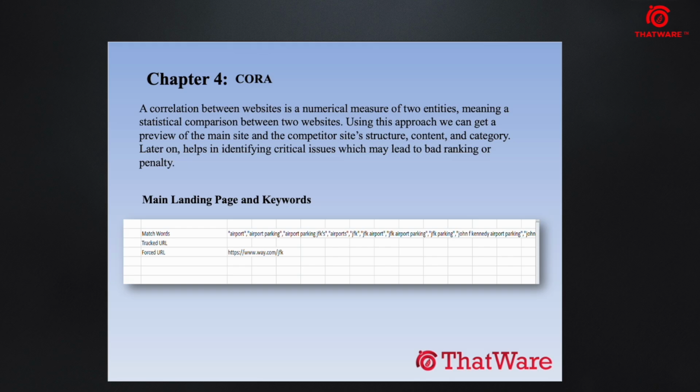Chapter number 4 is CORA, also known as correlation. This is very simple. It just means correlation. We can correlate a lot of the on-page elements on the internet, and we can correlate similar things across multiple on-page elements, and then decide what to fix and what not to fix.